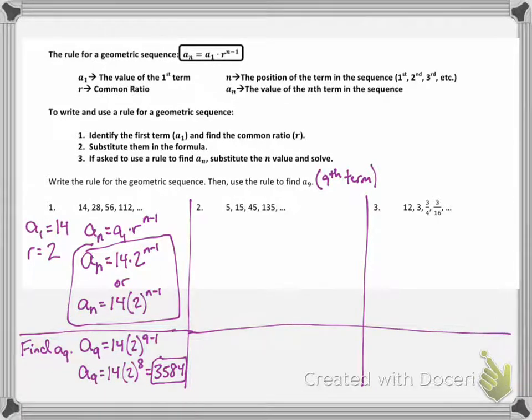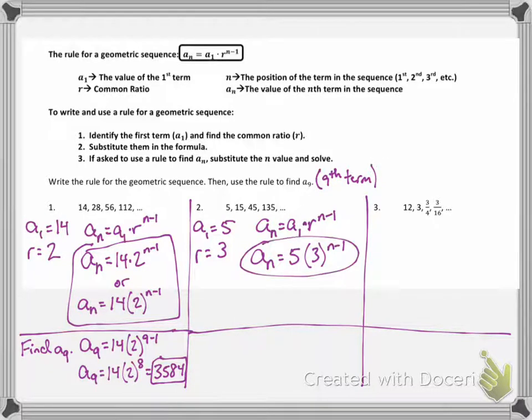All right, let's go ahead and work with number 2. So once again, my first term is 5. Common ratio, if I multiply by 3 the whole way across, I'm going to get all those terms. So, to write my formula, all I have to do is plug in the first term, the ratio, and that's it. So I'd write it as 5 times 3 to the n minus 1 power, and that's it. Again, do not make 5 times 3 turn into 15. That is not allowed. That is out of order in terms of operations. So, I have my rule.